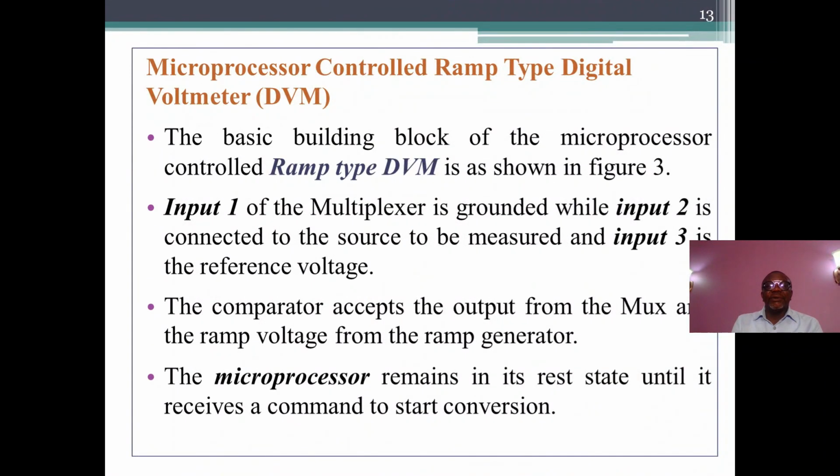So we can look at the next type, which is the microprocessor control ramp type digital voltmeter. This is a bit more complicated because it involves the use of microprocessors.